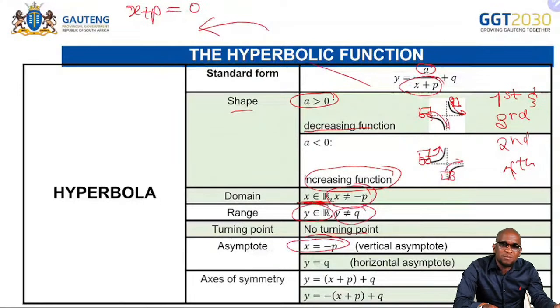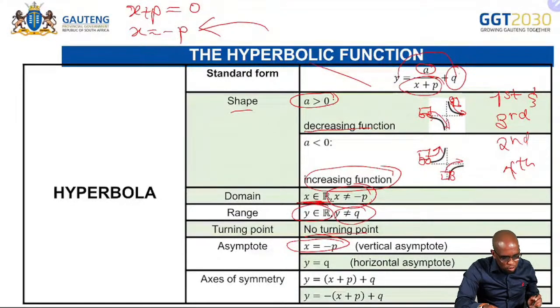So to get to the asymptote, we equate that to 0. So x is equal to minus p. So we get that from the equation. That's why we have x equals minus p. And then for y, we take the value of q. That is why y is equal to q represents our horizontal asymptote.